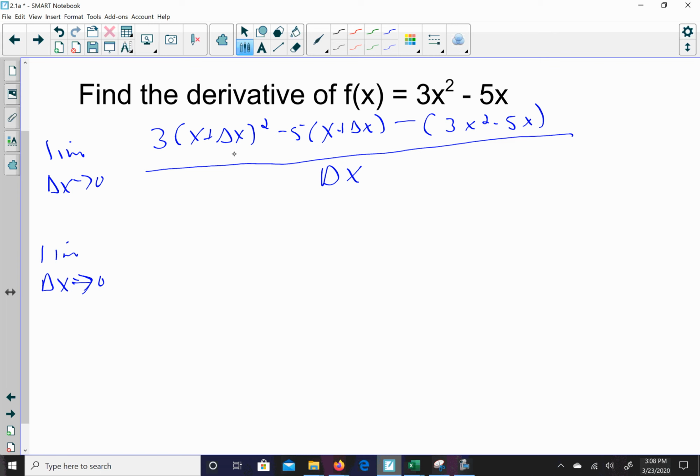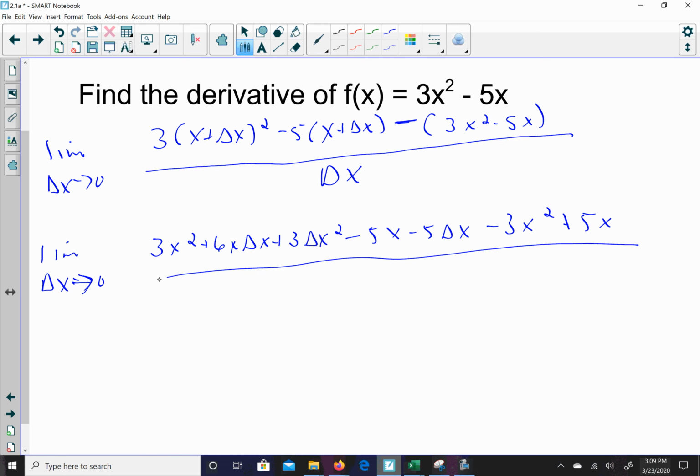Here, when I FOIL this and distribute the 3, I'm going to get 3x squared plus 6x delta x plus 3 delta x squared. Distributing that negative 5, minus 5x, minus 5 delta x. Distributing this negative sign, I'm going to have minus 3x squared, and then plus 5x. This is all going to be over delta x.